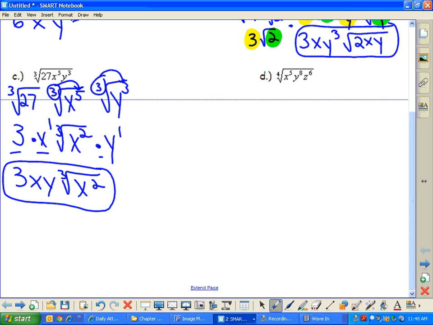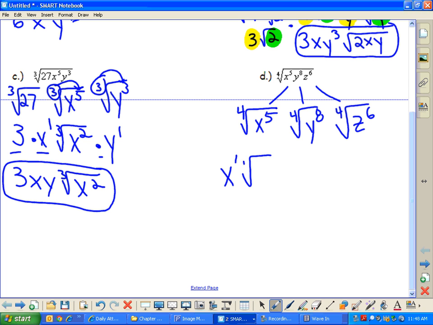Questions about that? All right, one more. We got the fourth root of x to the fifth, y to the eighth, z to the sixth. So I'm going to break that down into the fourth root of x to the fifth, the fourth root of y to the eighth, and then the fourth root of z to the sixth. And then from this point, I just do division. I ask myself, how many times does 4 go into 5? 4 goes into 5 one time. And then there is 1, x to the first left over. Do you see how the exponent of the remainder is actually what's underneath my radical there?